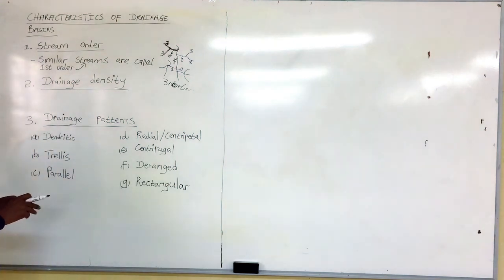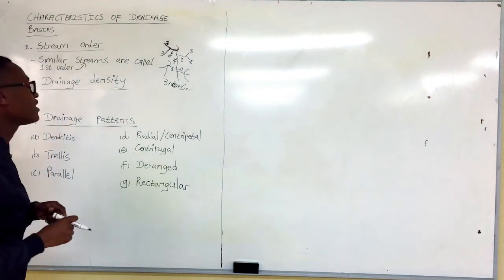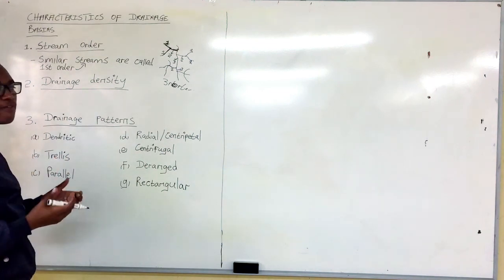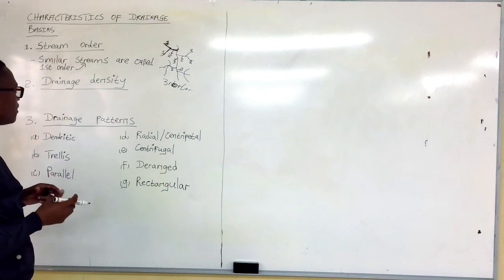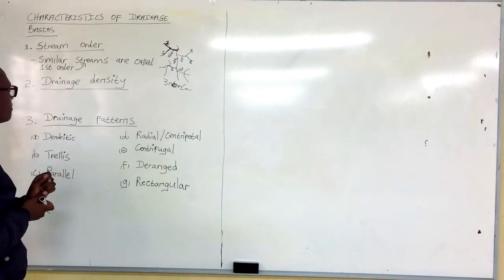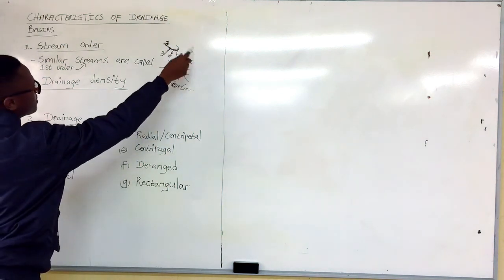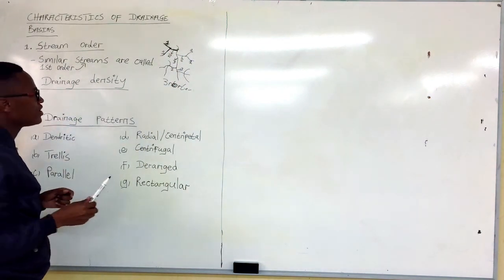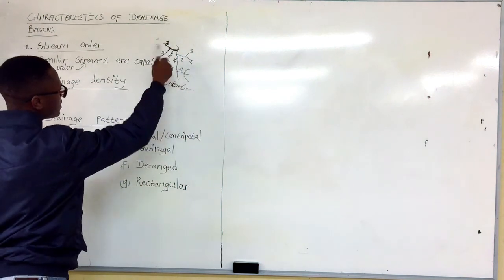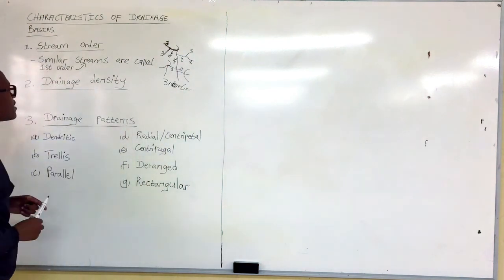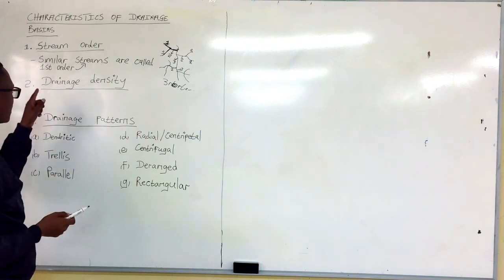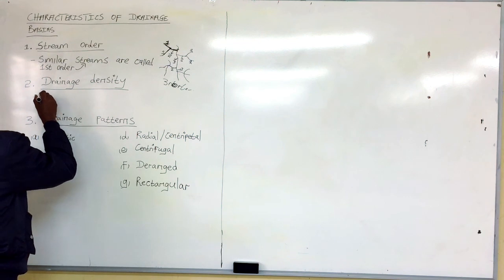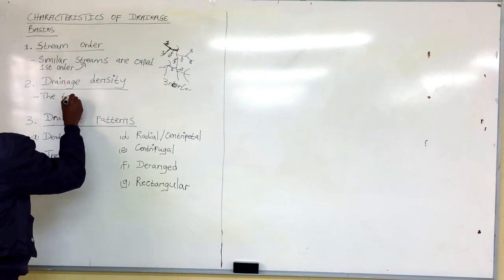Okay, so another thing is drainage density. So drainage density is the total number of all the streams that are found in a drainage basin. So if we have the same sketch here and we want to calculate drainage density, we are going to add all of those streams that are found in this river system so that we can find our drainage density.